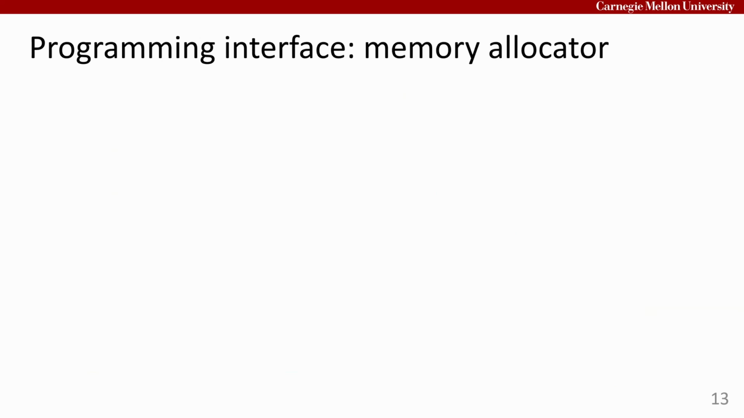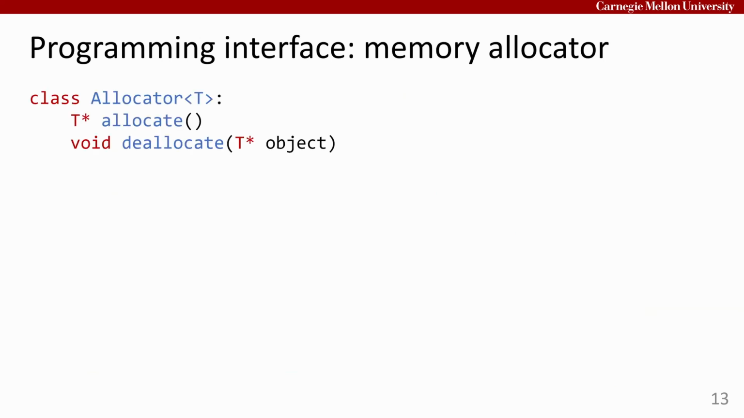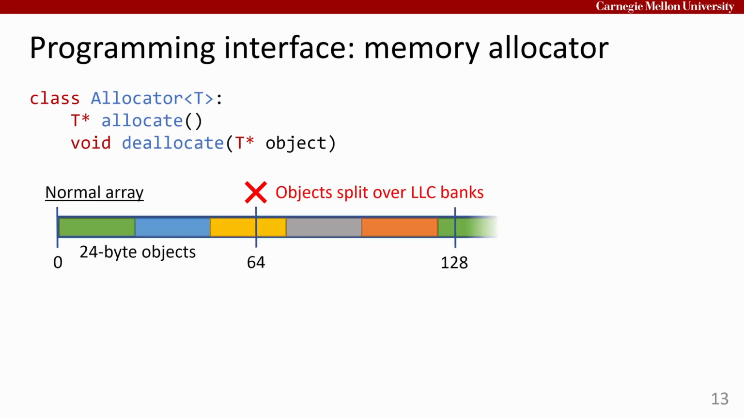Another critical component of Leviathan is its memory allocator. The interface is very simple, just two malloc-like allocate and deallocate methods. The important point is that the allocator is the way in which applications inform Leviathan of the data access granularity, enabling Leviathan to perform all data management behind the scenes.